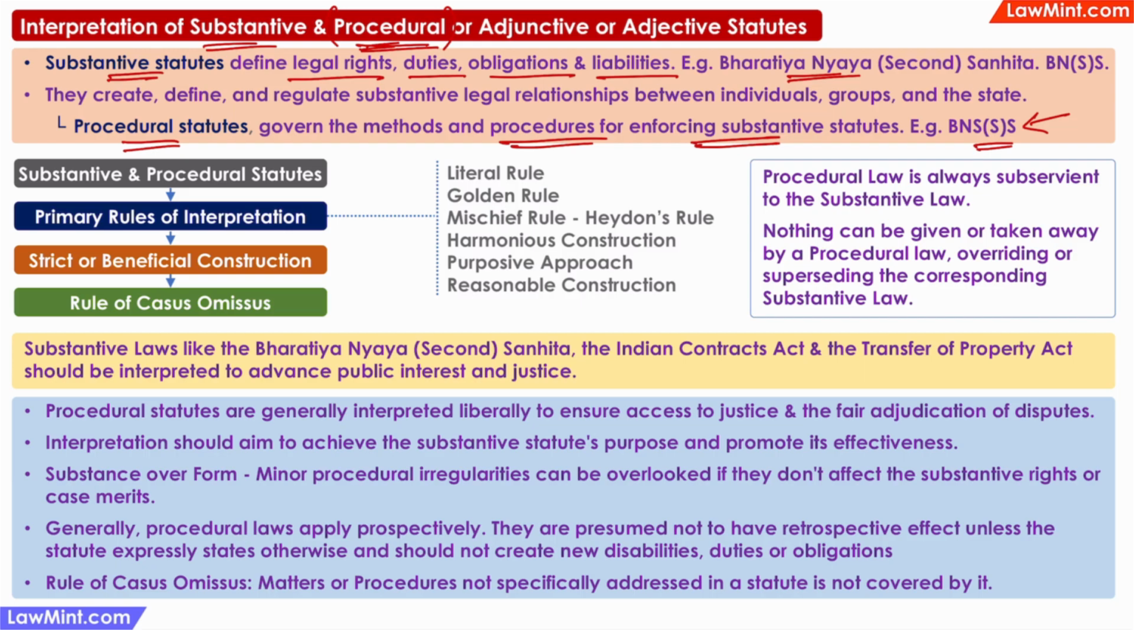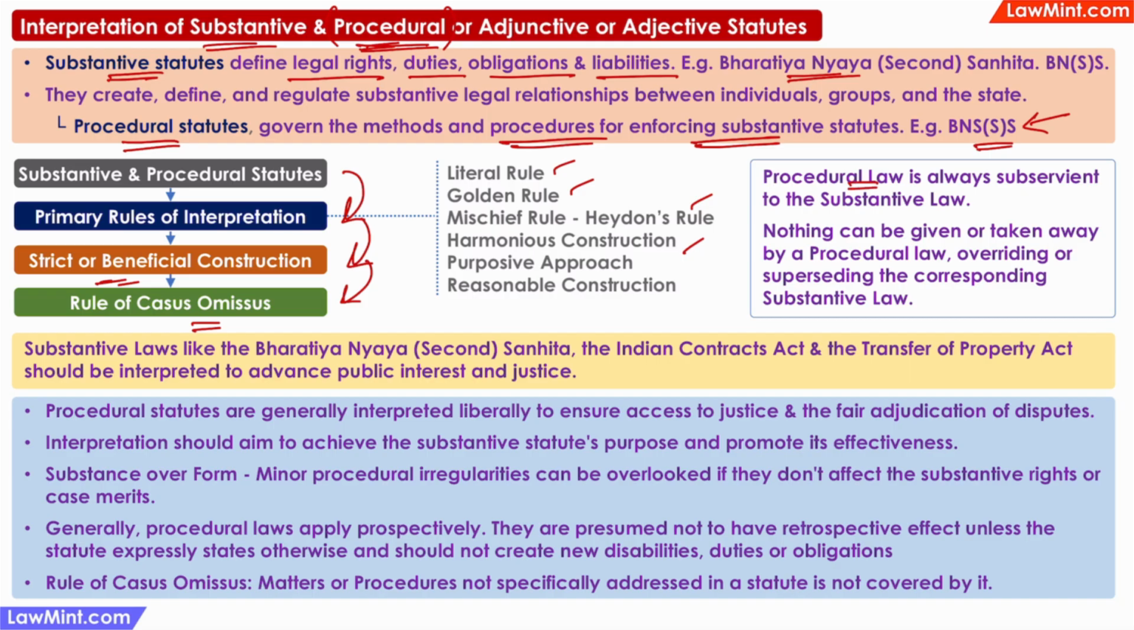And if a substantive law needs some interpretation, then the courts will first apply the primary rules of interpretation, such as the literal rule, the golden rule, the mischief rule, etc. And the outcome is interpreted either strictly or beneficially depending on the nature of the statute. Is it a penal statute, is it a welfare statute, or any other type? The rule of casus omissus is also applied here, which means that if something has been omitted or is missing from a statute, then the court should not try to fill that gap through its own interpretation. The court should interpret the law as is.